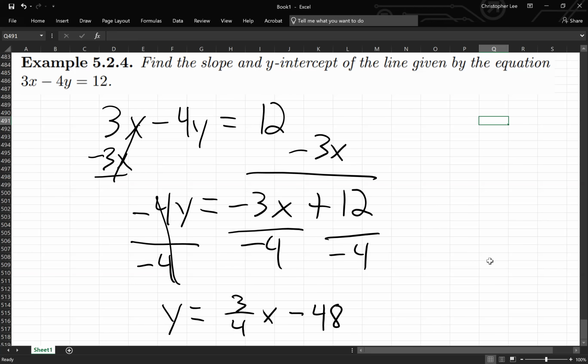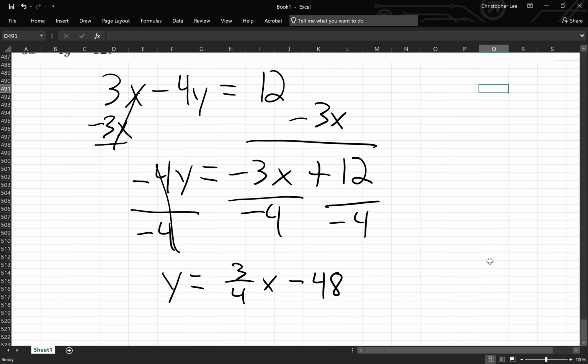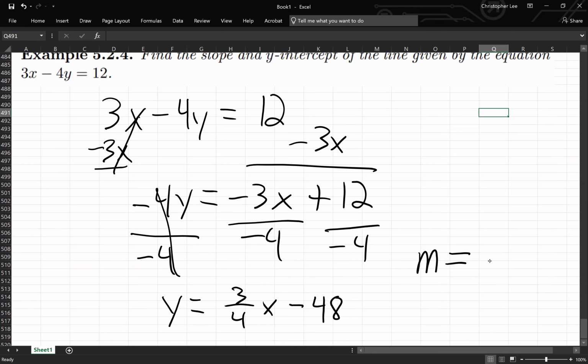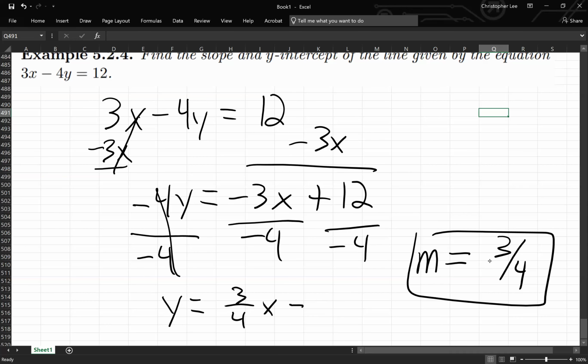Questions on this? You can do the other way, 12 minus 3x. What's the slope here? I can get 3 over 4, and that's it. I can get 48. 12 divided by 4 is 3. You're right. Oh, because I was multiplying it. Yeah, it should be 3. You're right. Oh, let's see. Yeah, my fault.